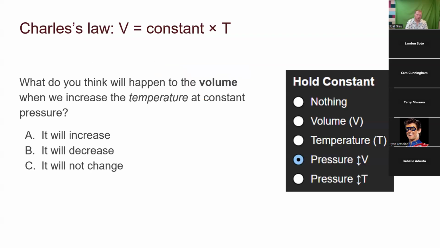Our next law relates volume and temperature to one another. When volume and temperature change, everything else is held constant. We are primarily concerned with pressure, volume, temperature, and amount. So if I say Charles's law, where we are looking at a relationship between volume and temperature, what that means is that we don't care about pressure because that's held constant. We don't care about amount because that's held constant.